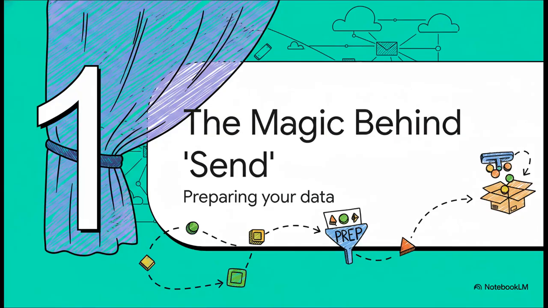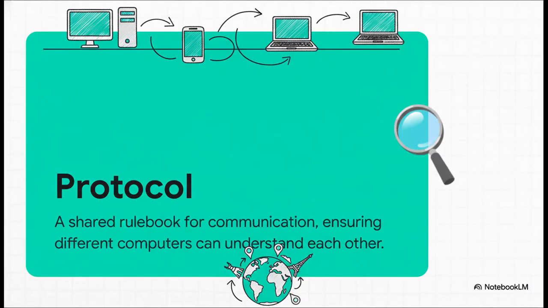Okay, so let's pull back the curtain on the magic behind that send button. It all kicks off with getting your data ready for its big trip. You see, the entire internet is basically built on an agreement, and this agreement comes in the form of what we call protocols. Think of it as a shared rulebook for how to communicate. It's like a universal language. It just doesn't matter if you've got an Apple computer or a PC, or if you're in Tokyo or Toronto. As long as every device follows the rules, it can talk to any other device on the planet.